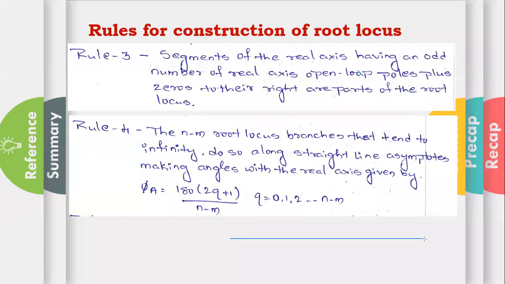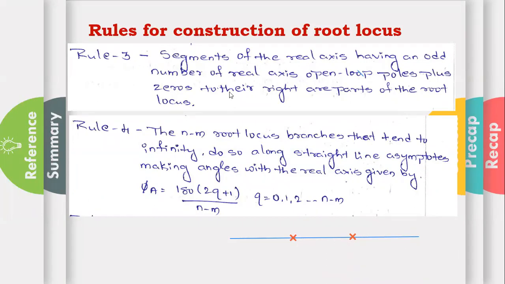So consider I'm having a real axis. Just we will consider a real axis and consider we are having some poles over here. Okay, so consider only 2 poles are there. Poles are generally denoted by cross marks. So here, if I consider this point, right side to this, how many poles are there? Right side to this, 0 poles are there. So 0 is even number. So this is not part of root locus. If I consider from here to here, so how many open loop poles I'm going to get on the right side? I'm going to get only one pole on the right side. So this part is part of root locus.